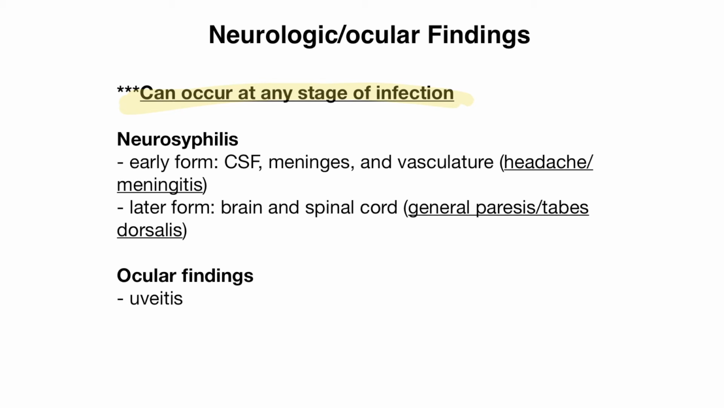And then later forms typically affect more of the brain and the spinal cord, so you have more of this general paresis or tabes dorsalis, which, if you remember from your neuroanatomy, is where you have involvement of the dorsal columns of the spinal cord. And that portion of the spinal cord actually helps with proprioception, which is our awareness of our position and movement of the body. And so when this is affected, people can have difficulty with walking, so they can have gait imbalances. And along with neurosyphilis, there can also be ocular findings, and this typically presents as uveitis, which, to speak very simplistically, is a type of eye inflammation.